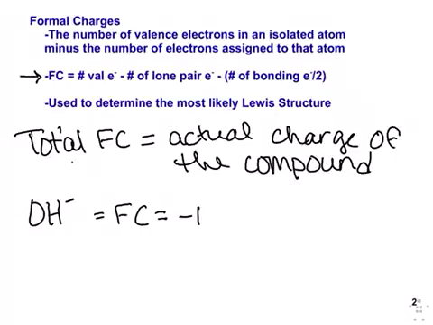The total formal charge. What I mean by that is that every atom in the compound will have a formal charge associated with it. And so when you add all of the formal charges together, it either needs to be 0 or the charge of the polyatomic. So an example, let's practice this.